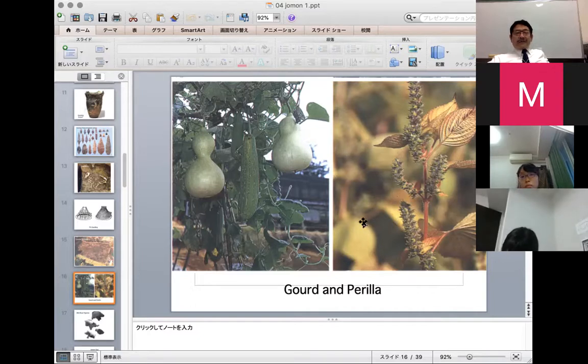You can extract oil from these seeds, egoma abura ね. And also perilla leaves are edible. It looks like shiso, but it's not shiso. It doesn't smell or taste like shiso. It's a different thing. It's the same species, but... And you will find charred seeds of perilla and seeds of gourds from the Jomon sites.